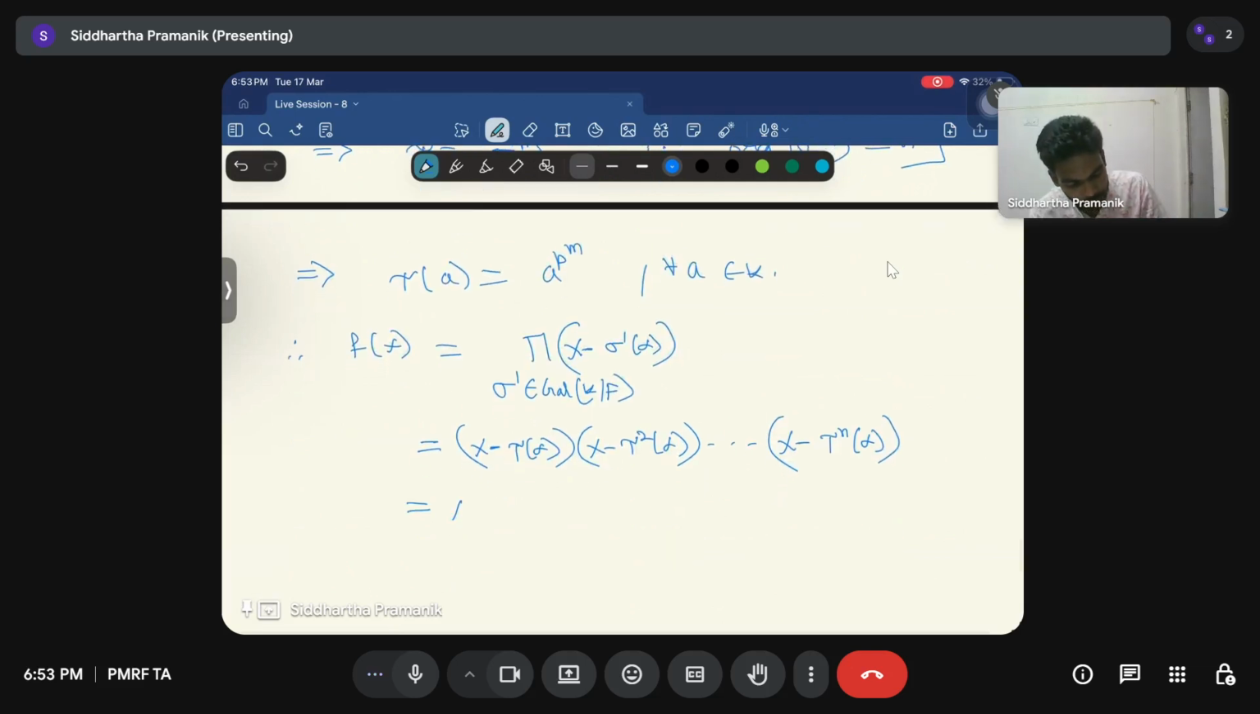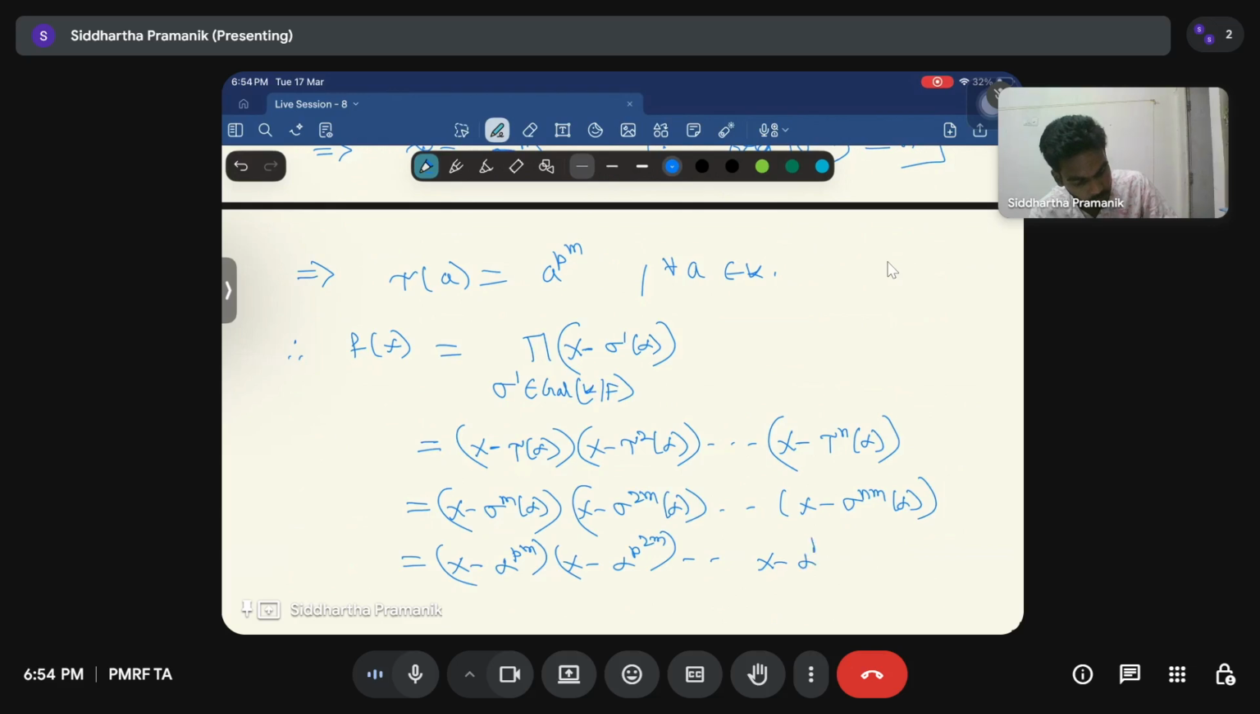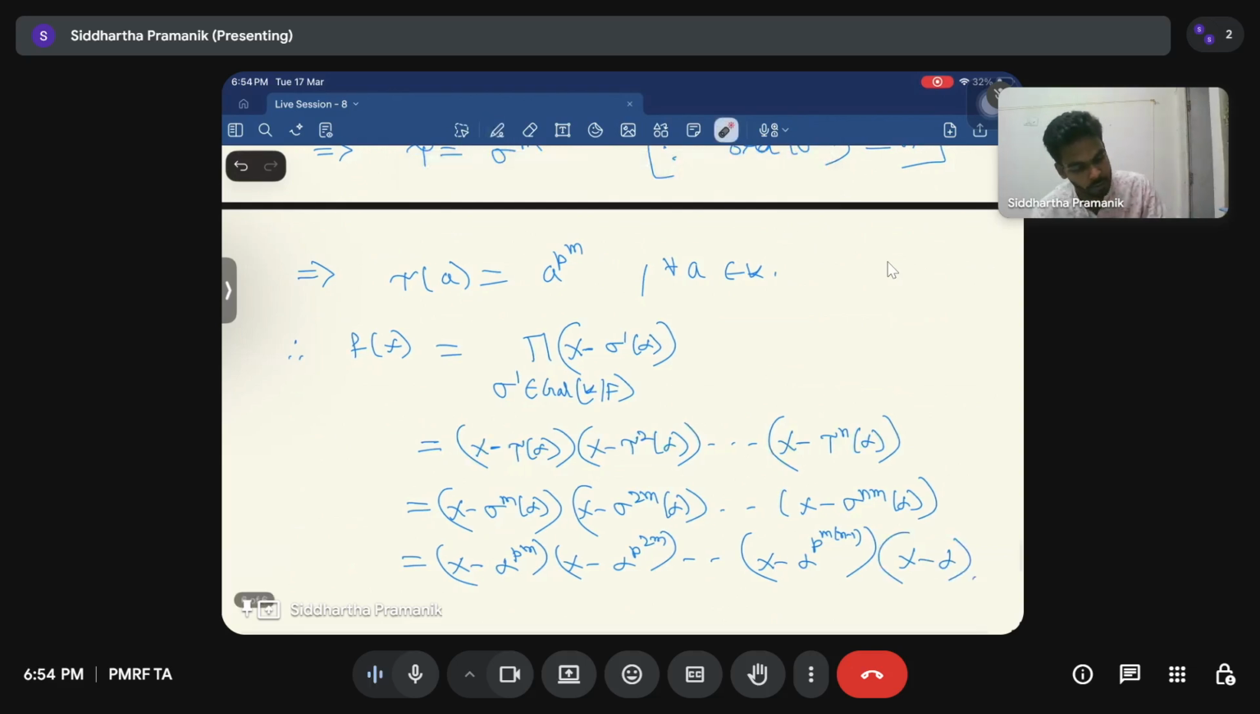So what is this? x minus sigma power m alpha, x minus sigma power 2m alpha, and so on, x minus sigma power nm alpha. But sigma power nm is just the identity map. So the first factor is x minus alpha power p power m, then x minus alpha power p power 2m, and so on, up to x minus alpha power p power m times n minus 1, and the last factor is x minus alpha. So this is the thing which we wanted.